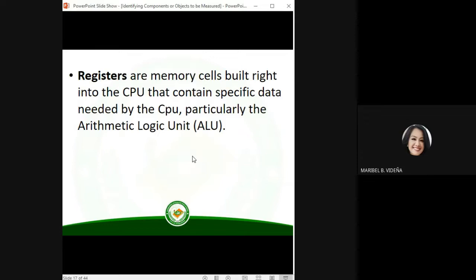Registers are memory cells built right into the CPU that contain specific data needed by the CPU, particularly the arithmetic and logic unit, or ALU. An integral part of the CPU itself, they are controlled directly by the compiler that sends information from the CPU to process.